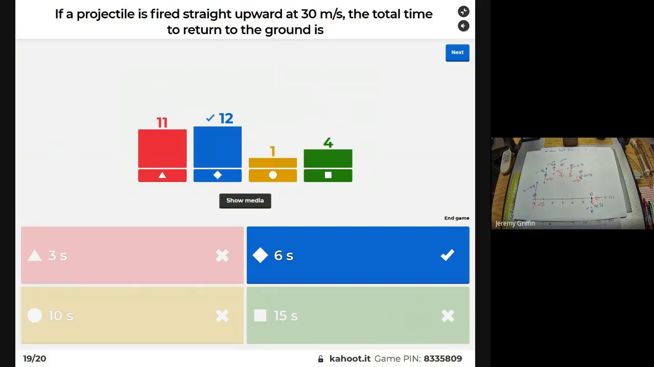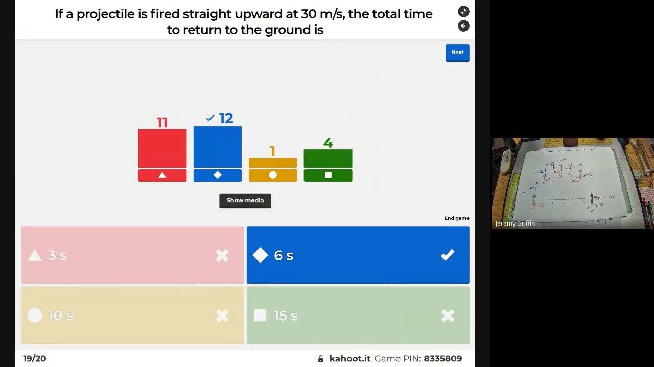Let me flip this over and show you guys a few ways to get to the answer. This one I kind of jumped the gun on earlier. But look at this picture. Tick, tick, tick. That's a hang time of 6 seconds, isn't it? It's thrown up at 30 meters per second. So 30, 20, 10, 0 is half the problem. That's 3 seconds to get to the top, and then another 3 seconds to fall back down.